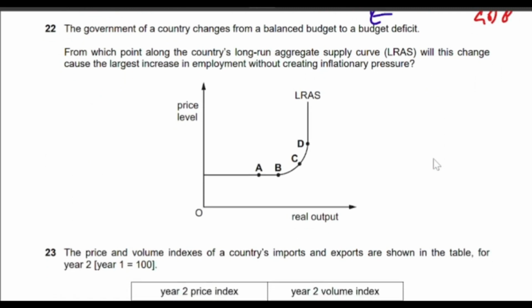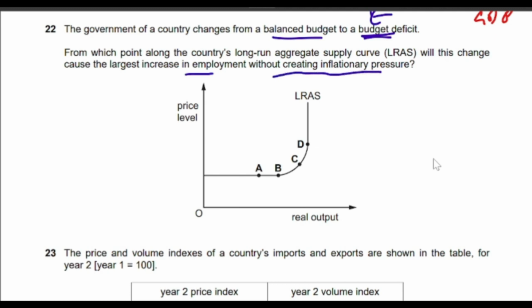Moving to question number 22, the diagram, the government of a country changes from balanced budget to budget deficit. Balanced budget is when government income and expenditure both are equal, and budget deficit is when government spends more than its income. So when we run government budget deficit, then it increases aggregate demand in the economy. From which point along the country's long run aggregate supply curve will this change cause the largest increase in employment without creating inflationary pressure?